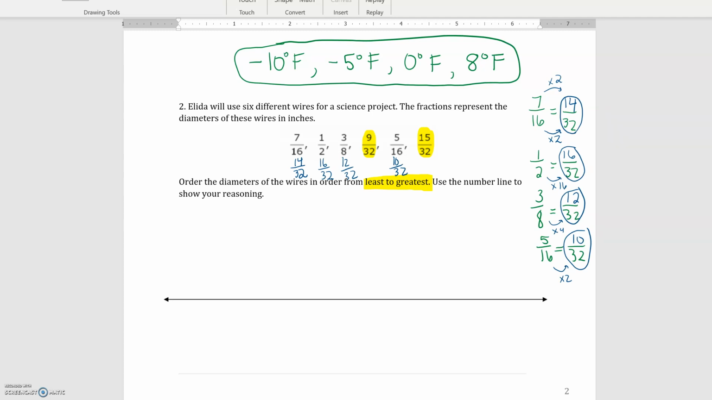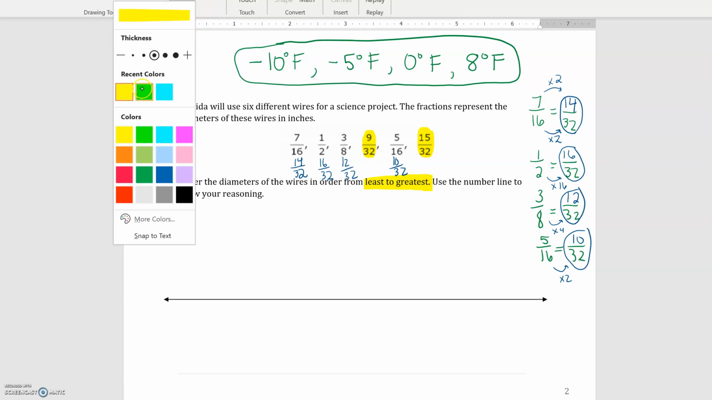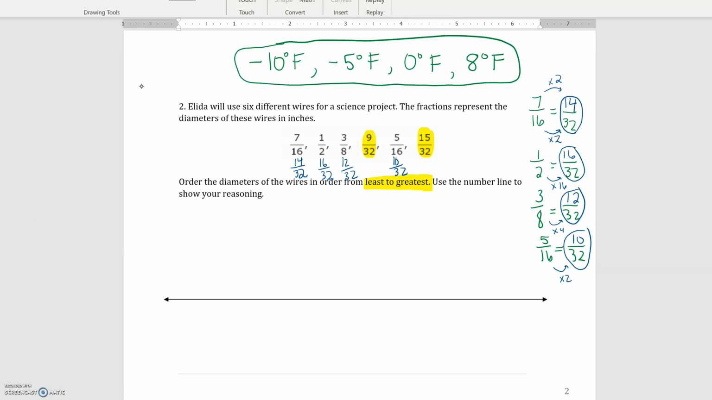Check your math here, but 1/2 is the same as 16 over 32, 3/8 is the same thing as 12 over 32, and 5/16 is the same as 10 over 32. Now the great thing is that since they're now all out of the same denominator, I can just look at these numerators and see how they compare to go from least to greatest, because they have the same denominator of 32. And I can use a number line to help me out.